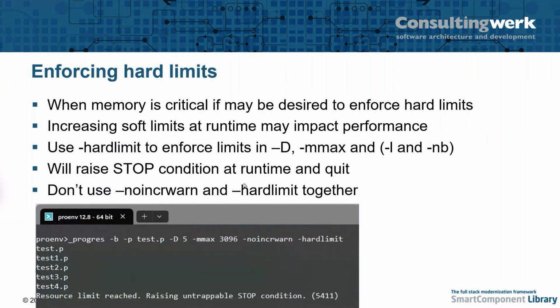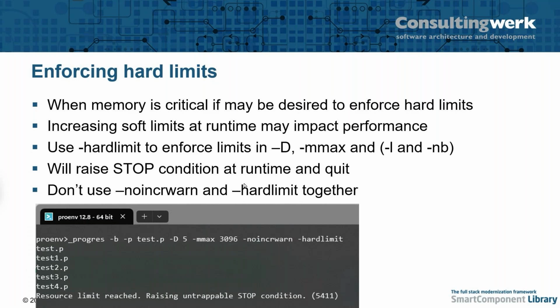So in this case, I'm setting the -D parameter to 5, so I can reference 5 R codes in memory. I'm running test.p, which runs test 1, test 2, 3, 4. So after test 4, I can no longer start another procedure in the stack because I've set -D to 5 and I've enforced it as a hard limit.